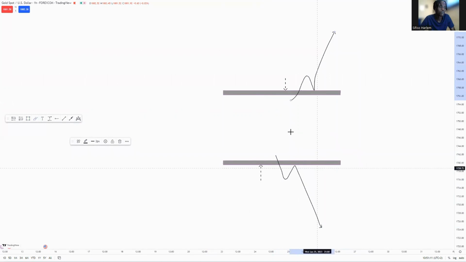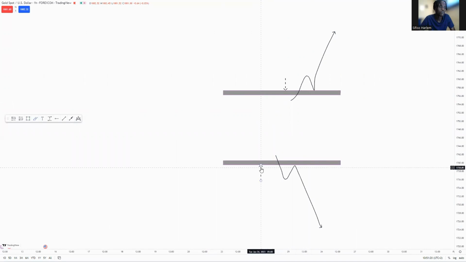Once we get a break of support, we're going to sell below support, right? Something like this. Once we break off resistance, we're going to buy above resistance, right? Being something like this. You understand me? So those are the basics of understanding market structure, support and resistance.